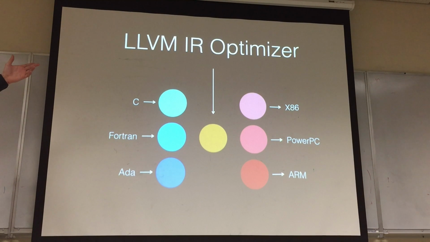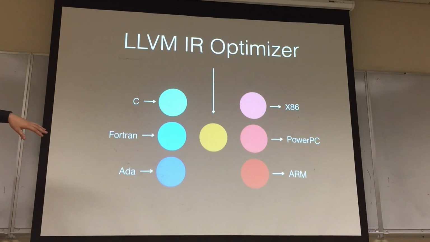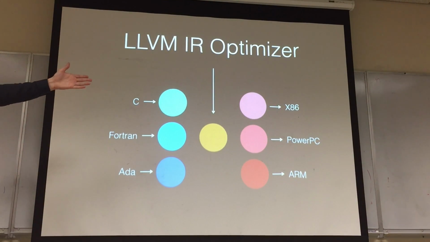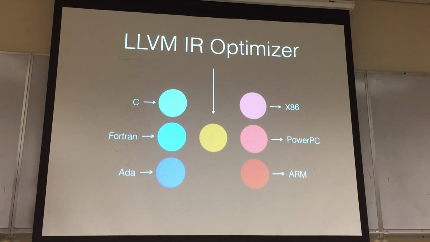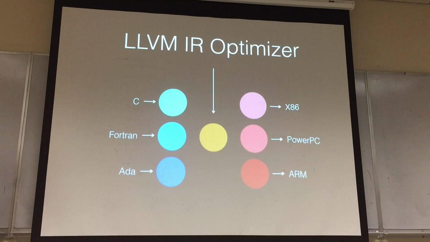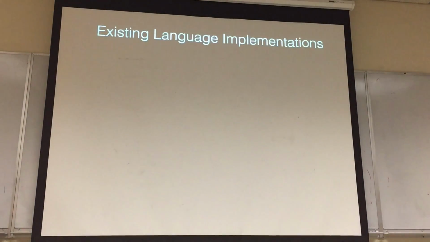Whatever the number of targets you have, x86, PowerPC, ARM, whatever, and whatever the number of source languages that you have, you just need one optimizer, and you can link those 2 together. So you're decoupling the structure, and obviously that is a good thing for development efforts. Okay.